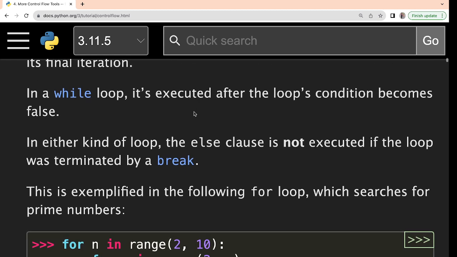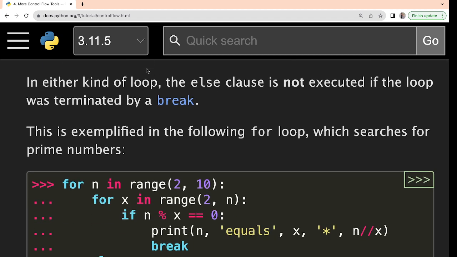Okay, so in case of a while loop, it's executed after the loop's condition becomes false. Okay, so remember here the situation is different and for loop situation is different. So the else clause is going to get executed when the condition is becoming false. Okay, so in either kind of loop, the else clause is not executed if the loop was terminated by a break. So this is common for both the loops, okay? That is, in the middle only, let us say by break statement, the loops are getting broken. In that case, the else clause will not get executed.